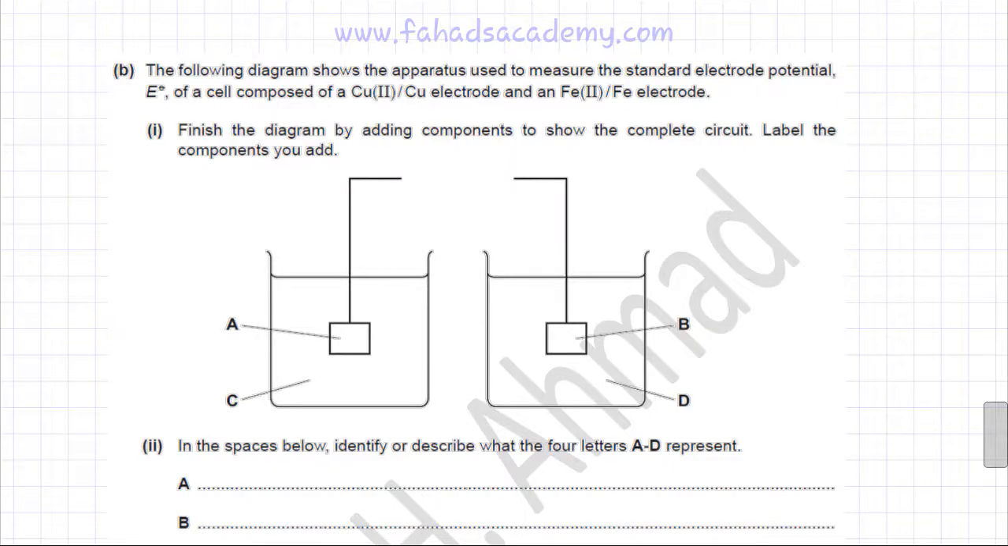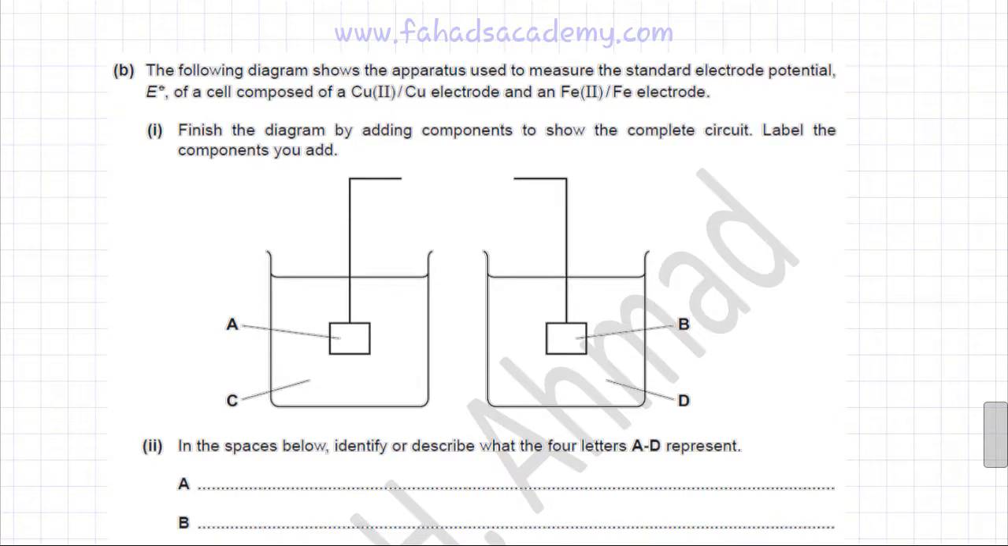In the following question related to electrochemistry, the question states that the following diagram shows the apparatus used to measure the standard electrode potential E0 of a cell composed of a copper 2 copper electrode and an Fe2 Fe electrode. The question asks us to finish the diagram by adding components to show the complete circuit. Label the components you add.